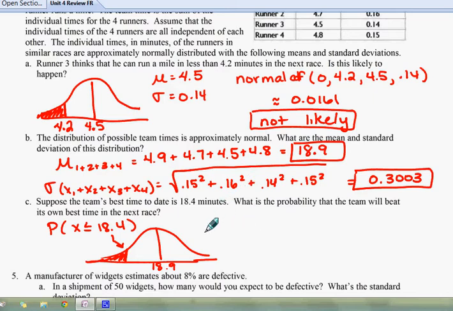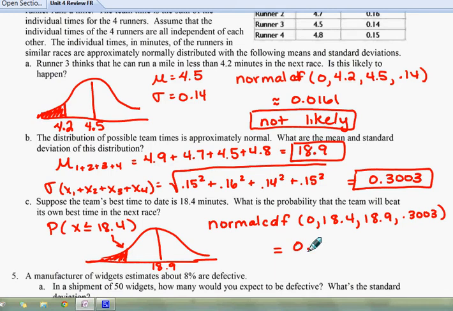So for this problem, again, we go back to the normal CDF. And we're going to run less time than 18.4, so from 0 to 18.4, with the mean being 18.9 and the standard deviation being 0.3003. Now again, hard to beat the best, so the probability is 0.0480. Okay.